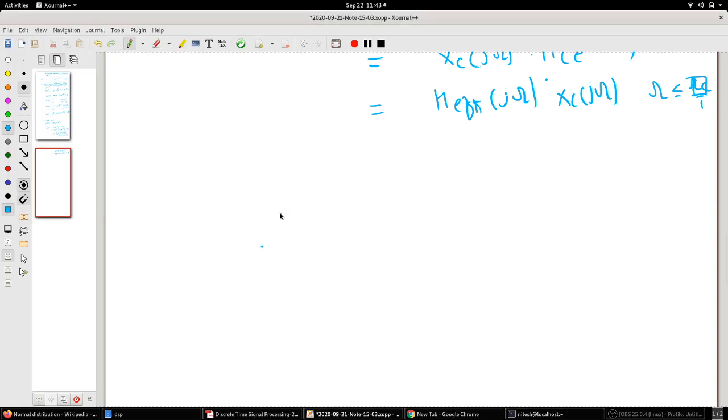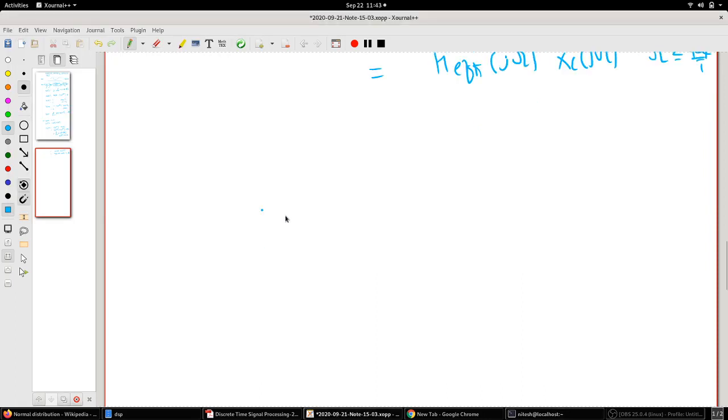Okay, so let's look at the relationship between, what exactly is happening. We have looked at the processing of continuous time signals using discrete time systems, right?